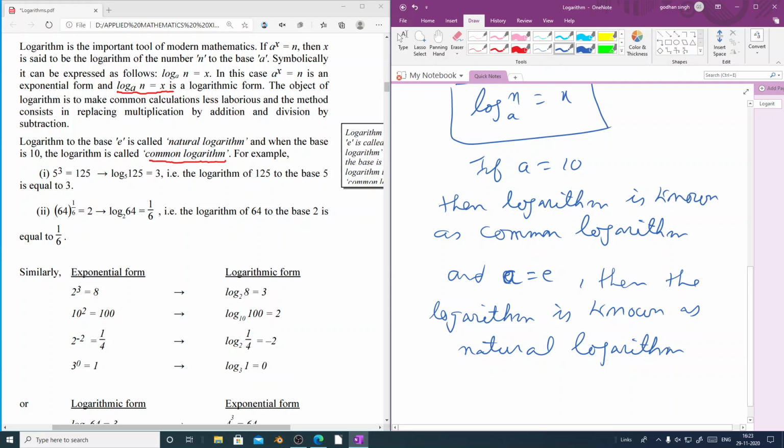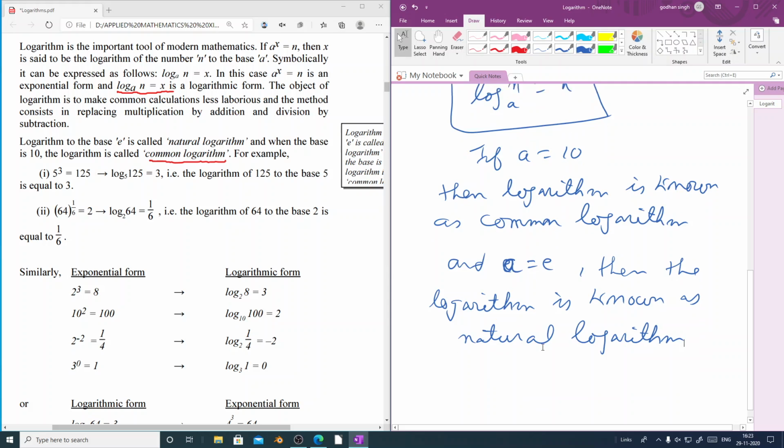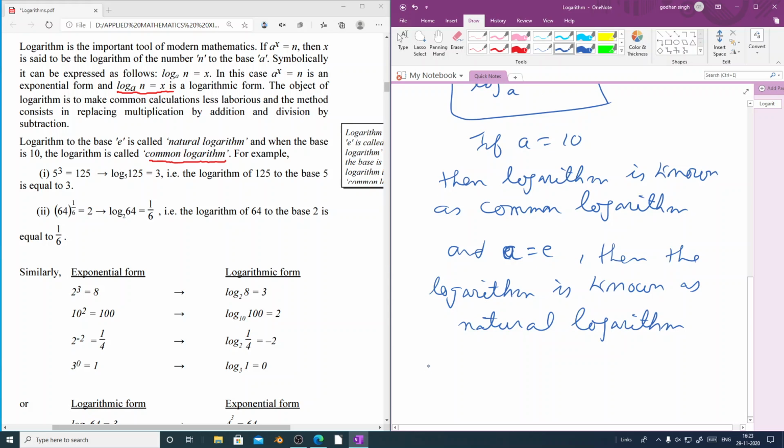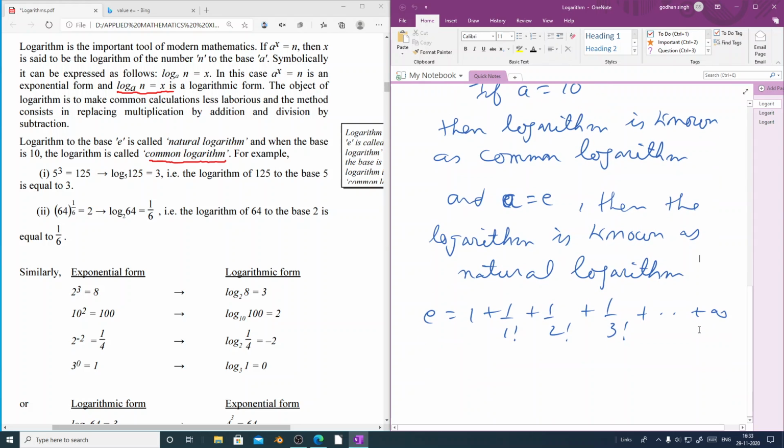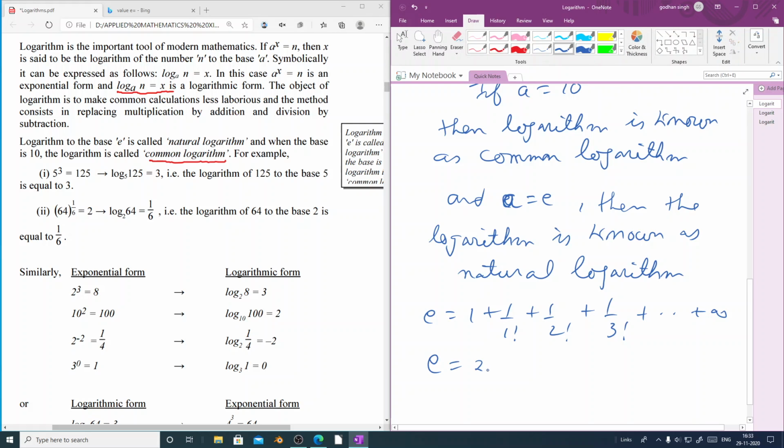Now many of you may be wondering, what is e? So e is the sum of the series e equals 1 plus 1 by 1 factorial plus 1 by 2 factorial plus 1 by 3 factorial and so on, up to infinity. The approximate value of e is 2.71828. This is not the exact value, it is approximate, because it is an infinite series.